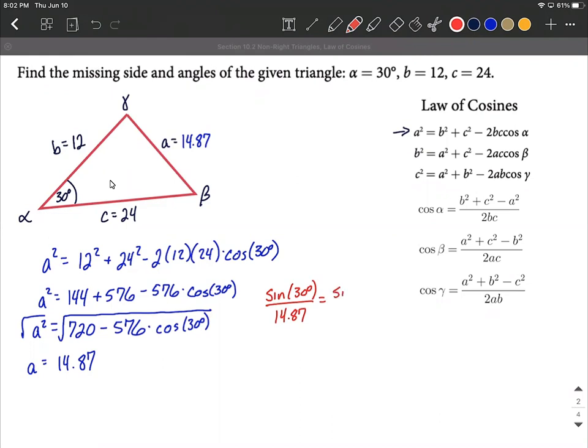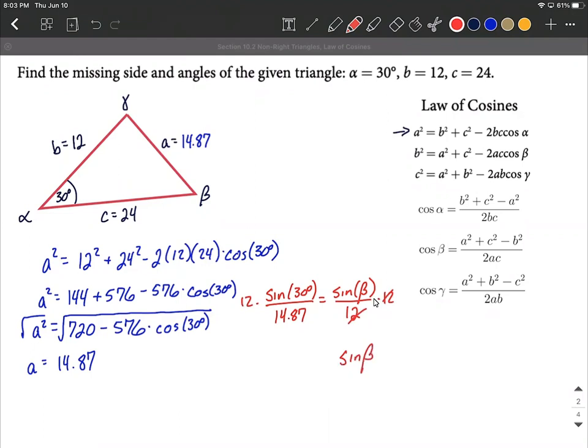It doesn't really matter which one we want to solve for next. We can solve for either beta or gamma. I'm going to choose to solve for beta. So I'm going to go sine of beta over the opposite side length, which is 12. Now I've got my equation. I would like to isolate the sine of beta next, so to do so, I'm going to multiply both sides by 12.